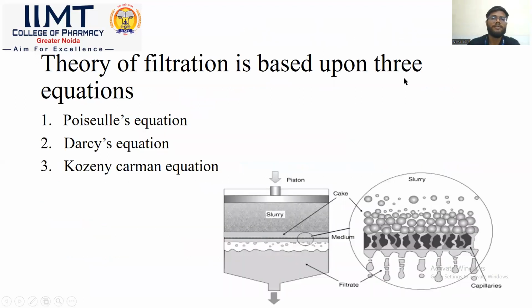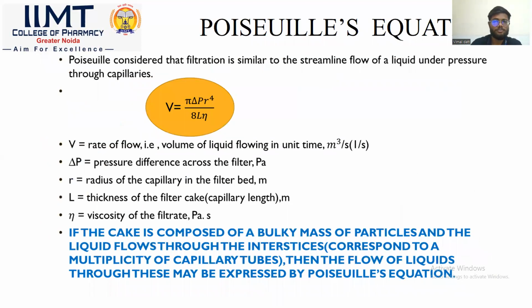And then theories of filtration. Theories of filtration are based upon three equations. First one is Poiseuille equation, then Darcy's equation, and Kozeny-Carman equation. So in this slide, we will discuss these equations separately. First of all, we discuss Poiseuille equation. Poiseuille considered that filtration is similar to the streamline flow of a liquid under pressure through capillaries. He expressed the equation as V is equal to pi delta P r to the power 4 divided by 8 L mu.